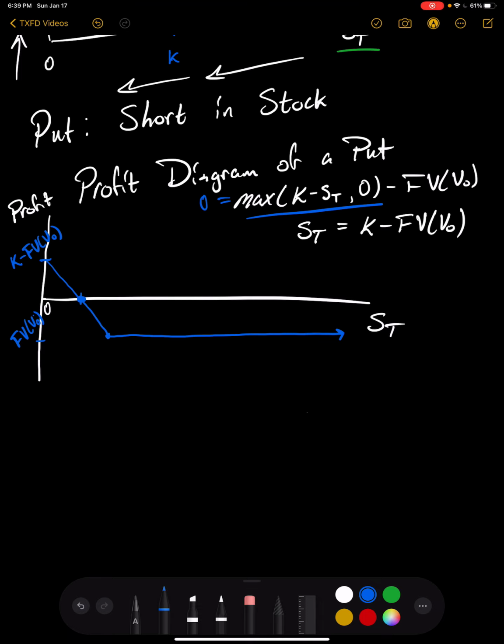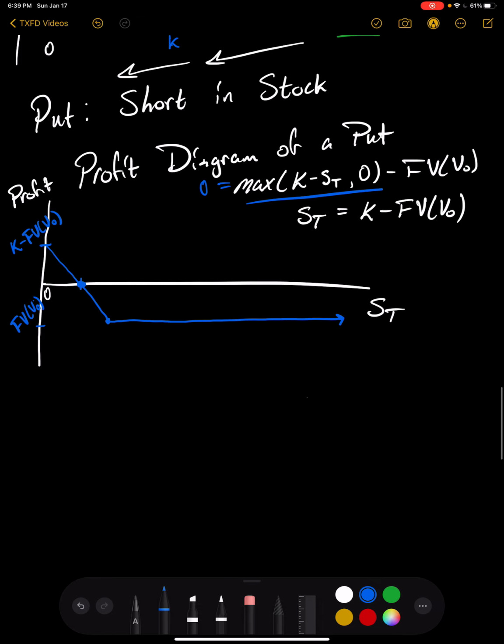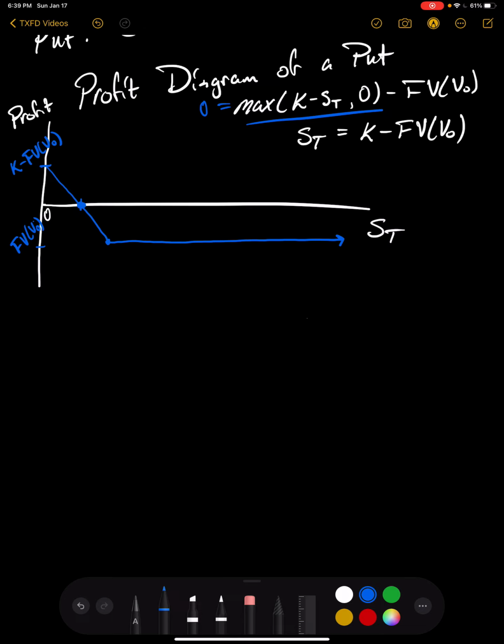So the profit diagram of a put is going to be this decreasing function that's going to level off eventually as the stock price increases. And so those are calls and puts. That's the payoff and profit for a call and a put. And that's going to wrap it up for our options basics. When we come back next time, we'll discuss strategies.